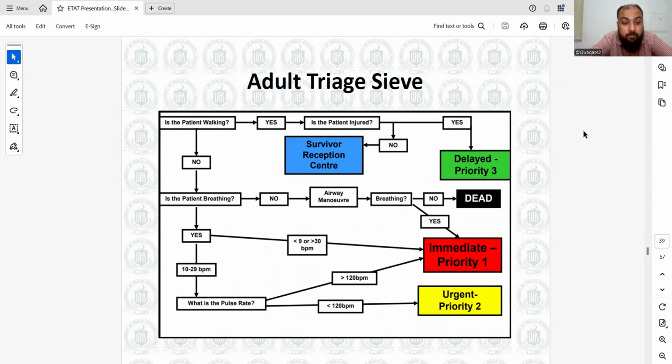Then we will check the patient's breathing. Is the patient breathing? No. Airway maneuver; if breathing is secured, immediate. If no, then dead. If the patient is breathing, we count the breathing rate. If 10 to 29 breaths per minute, what is the pulse rate? If pulse rate is less than 120, then urgent priority. If greater than 120, immediate priority because of the tachycardia.